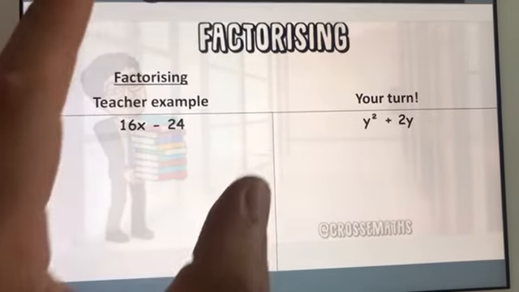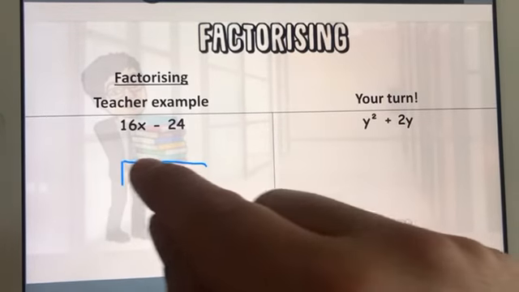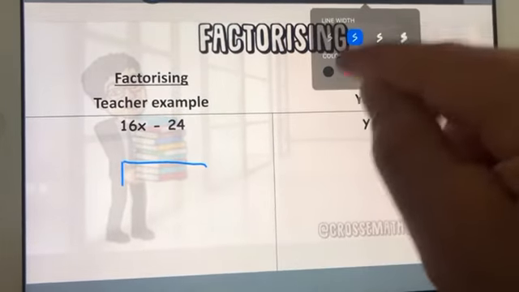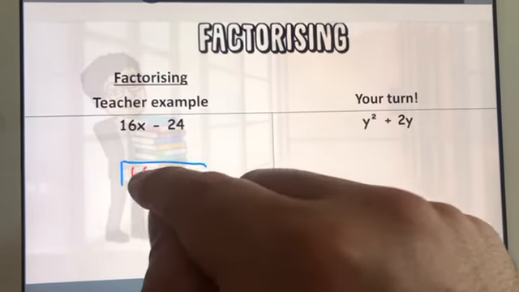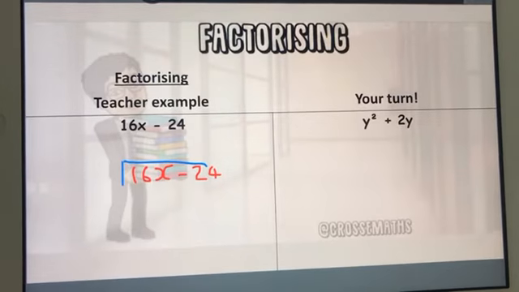Right then, so factorising. Factorising is really straightforward. All you're doing is the opposite of expanding brackets. So I'm going to put this back into a bracket. In order to do that, I'm going to put it underneath a bus stop. So I've got 16x minus 24. Now, I need to work out what goes on the outside of my bus stop.